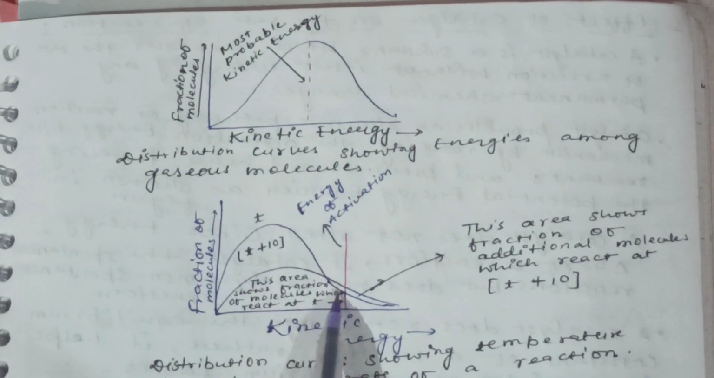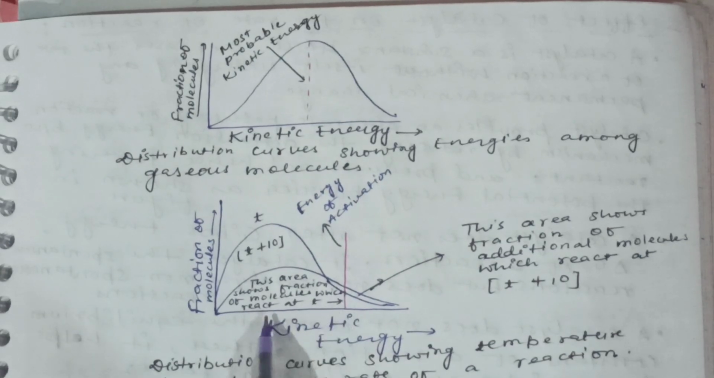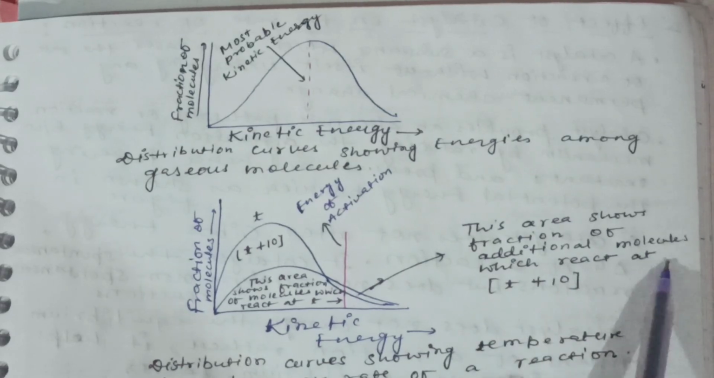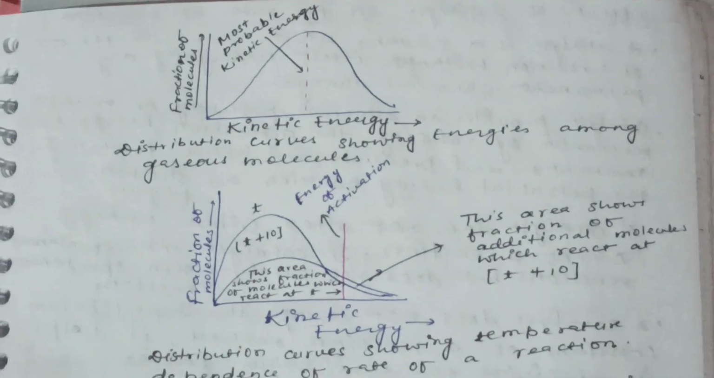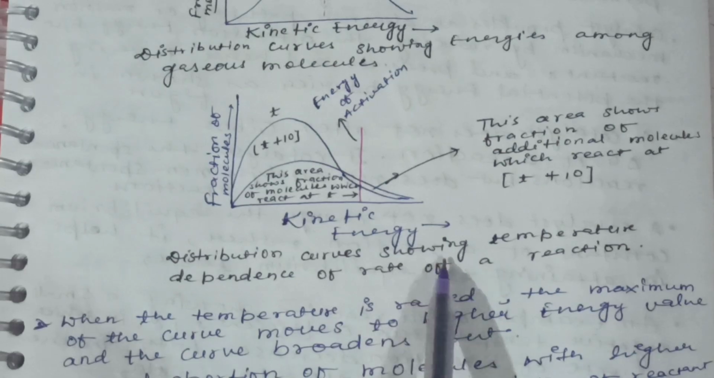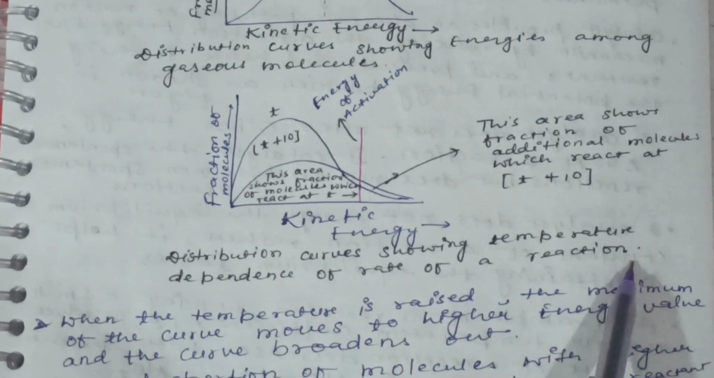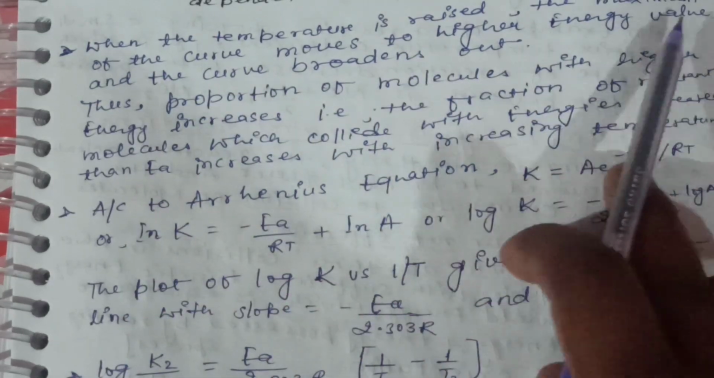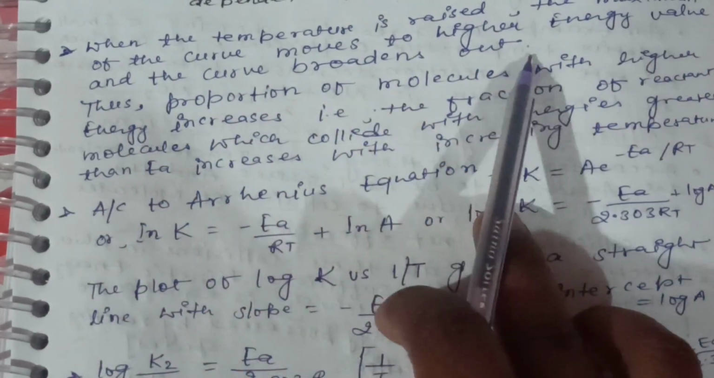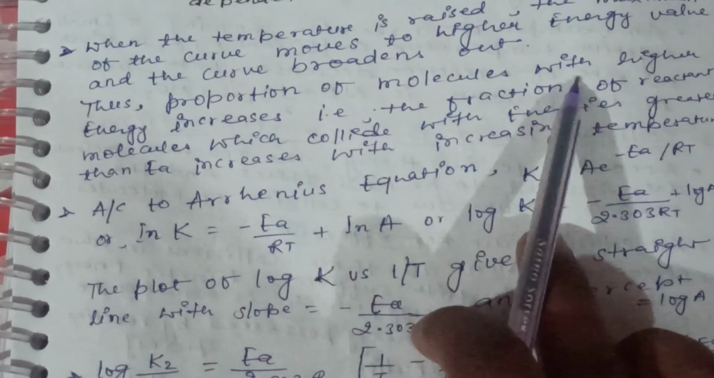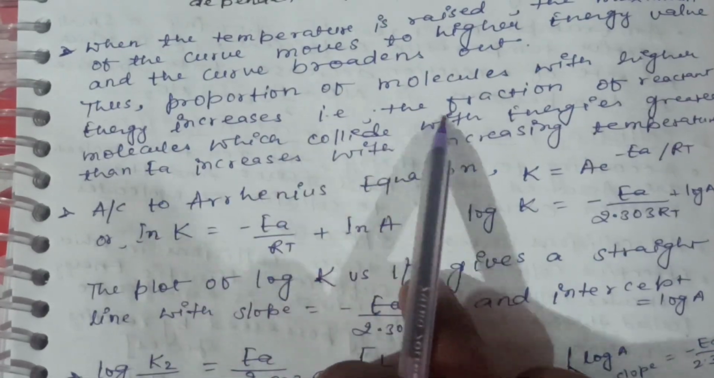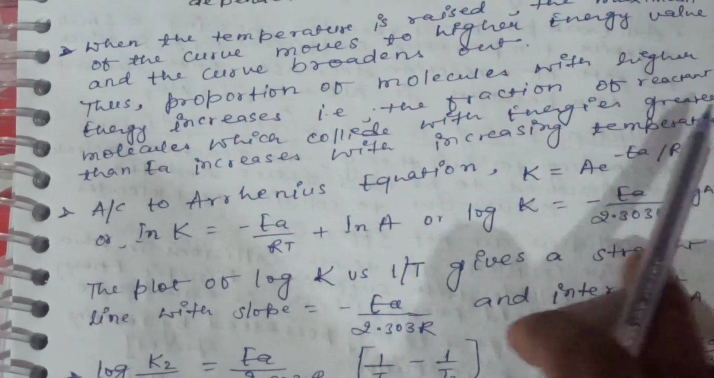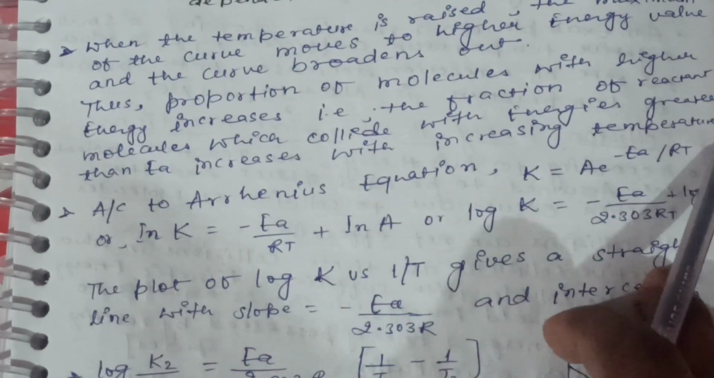This area shows the fraction of molecules which react at T. This area shows the fraction of additional molecules which react at T plus 10. Distribution curves showing temperature dependence of rate of reactions. When the temperature is raised, the maximum of the curve moves to higher energy value and the curve broadens out. Thus, the proportion of molecules with higher energy increases, that is, the fraction of reactant molecules which collide with energy greater than Ea increases with increasing temperature.